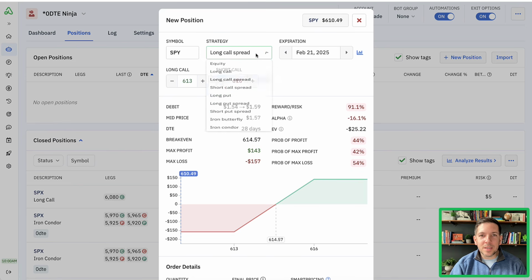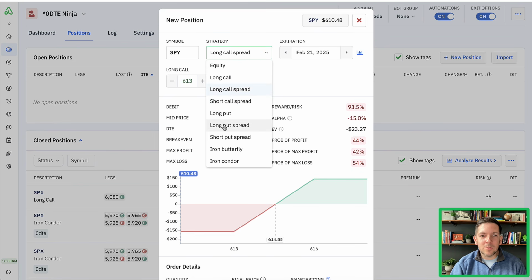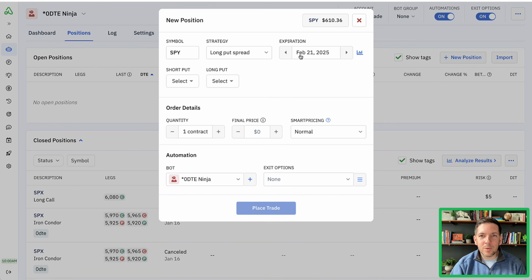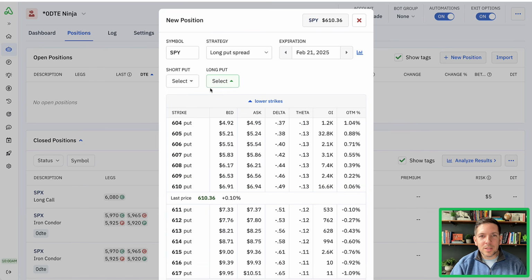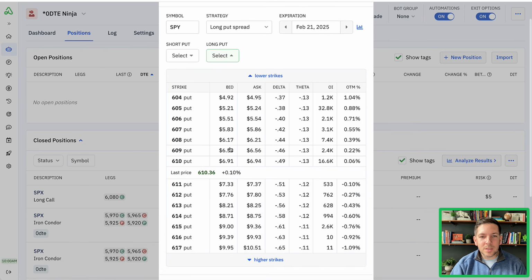Let's choose a different example here. Let's go back to a long put spread this time. We'll use the same expiration. And now what we're going to do is select the long put leg first. So again, what we're doing here by selecting the long put leg is assuming we want to enter a position that gives us bearish exposure on the S&P. We think it's going down or whatever our assumption is. Technicals are telling us, whatever it is.